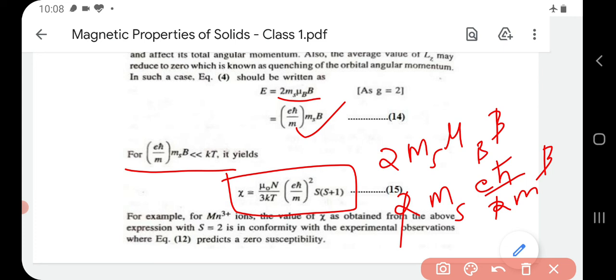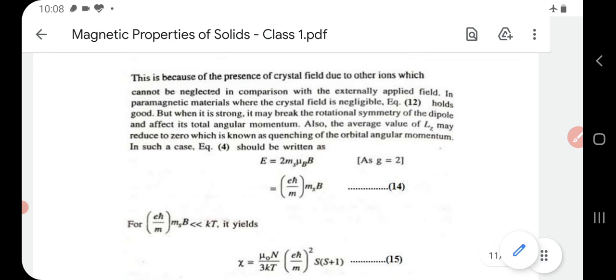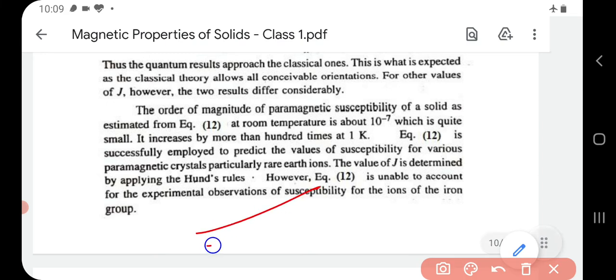So this slide I just showed you for your information. For your essay and all, no need of writing this slide. You can stop your essay here. Okay, thank you.